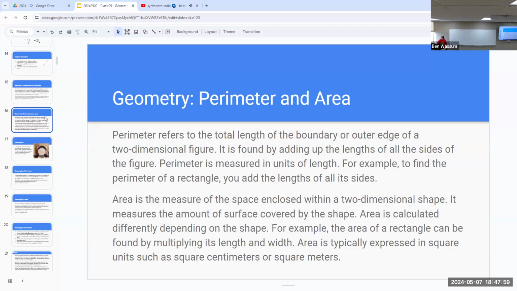The perimeter is found by adding up the lengths of all the sides of the figure. Some of them have formulas, some of them don't. The formula for the perimeter of a rectangle is really the only polygon formula you're ever going to have. Otherwise, it's literally just add up all the sides.